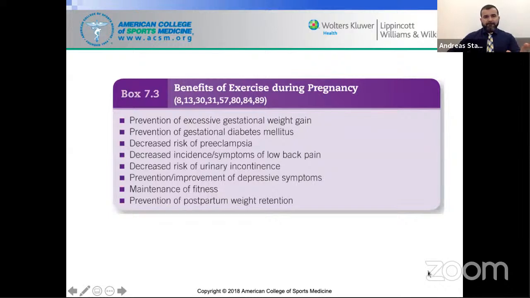These are benefits. Weight gain that you may get during pregnancy, diabetes, preeclampsia, which is pregnancy-induced hypertension, low back pain, of course, because the center of gravity changes, right? Physiologically, you change when you're pregnant. Okay, urinary incontinence, depressive symptoms, fitness, and also prevention of postpartum weight retention. All good.